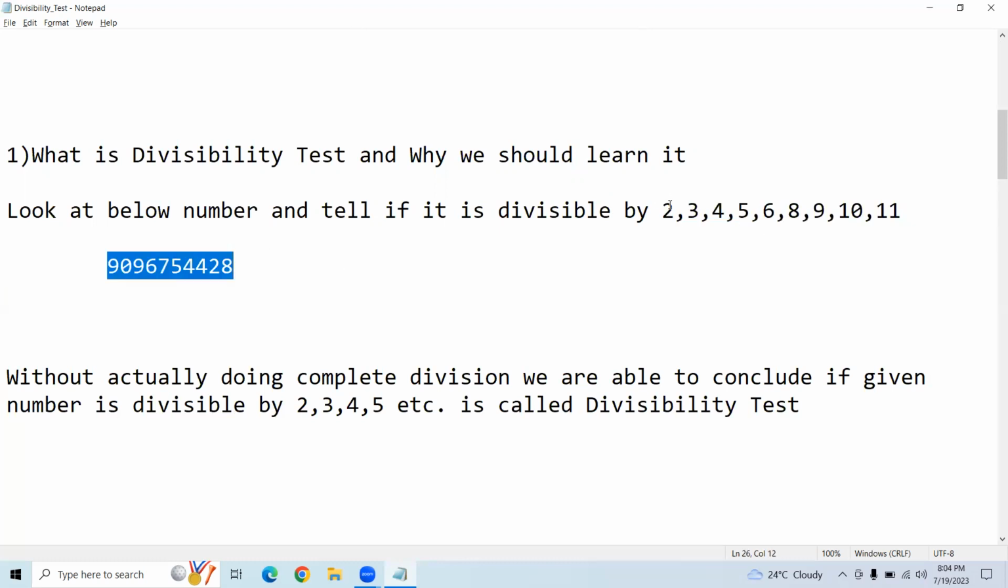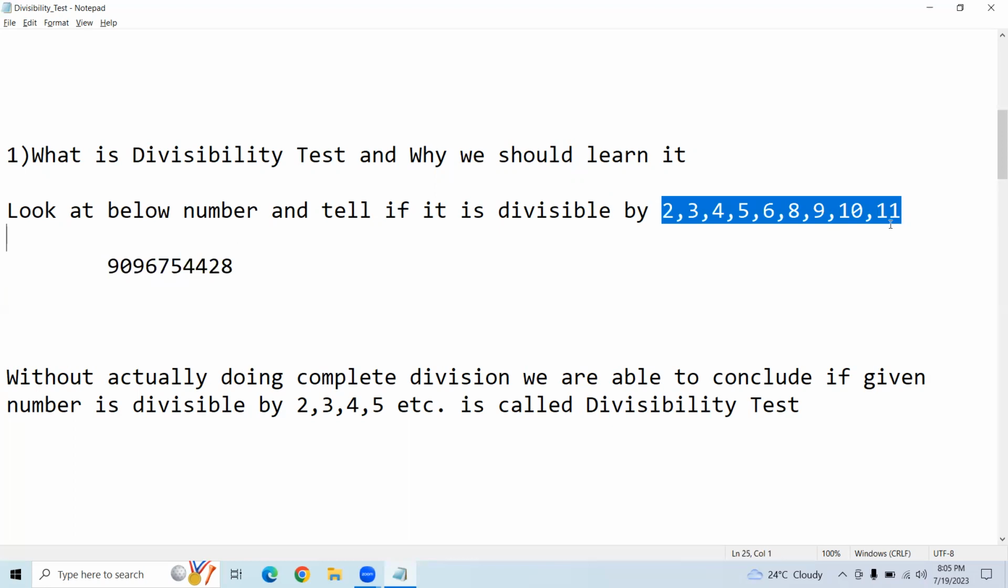We will take the number 2, then try to divide this number completely. And if we get remainder 0, we will say that it is divisible by 2. Otherwise, it is not divisible by 2. If you try to do this, it will take approximately 10 to 15 minutes for any of us. So what is the solution to it? The solution to this is the divisibility test.